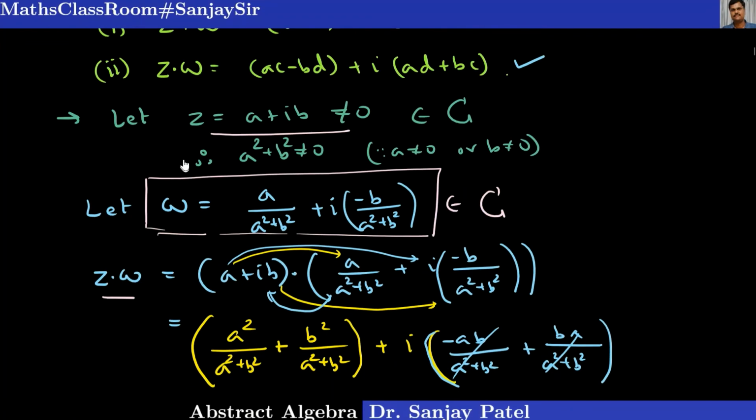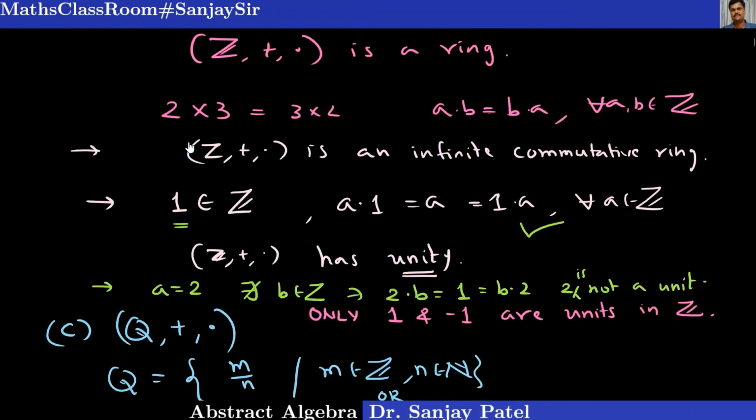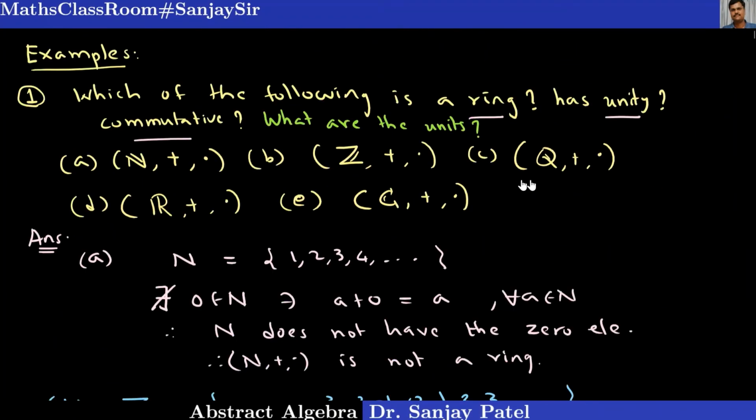These are our famous sets which we discuss whether they are rings or not: N, Z, Q, R and C. We have discussed these, whether each is a ring or not, whether it has a unity, whether it is commutative, or what the unit elements of these sets are.